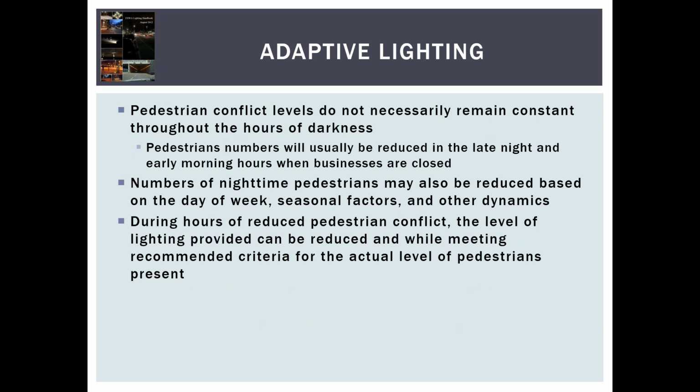Pedestrian conflict levels do not necessarily remain constant throughout the hours of darkness, and in most instances, the numbers of pedestrians present in a given area will be reduced in the late night and early morning hours when businesses are closed. So numbers of nighttime pedestrians may also be reduced based on the day of weekday versus weekend, seasonal factors, and other predictable dynamics. During hours of reduced pedestrian conflict, the level of lighting can be reduced while meeting recommended criteria for the actual level of pedestrians then present.